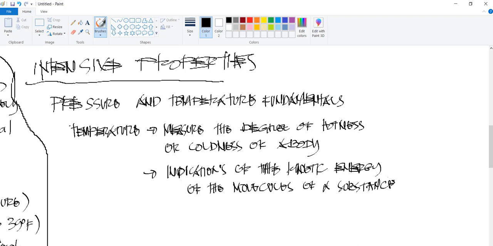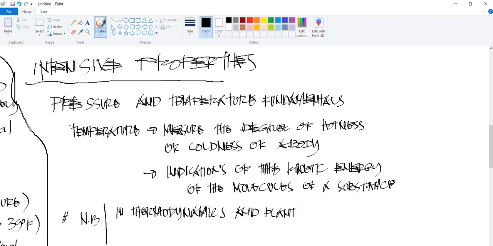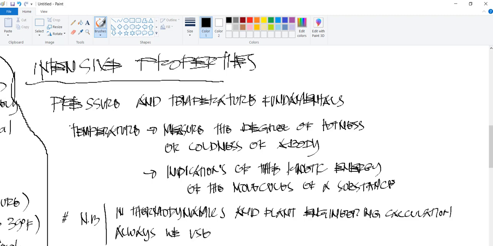So take note, NB, nota bene. That defines, take note, this is always in thermodynamics and plant engineering calculations. So always take note, we use absolute value. Absolute temperature.